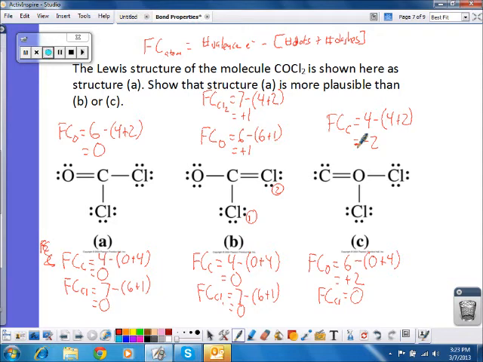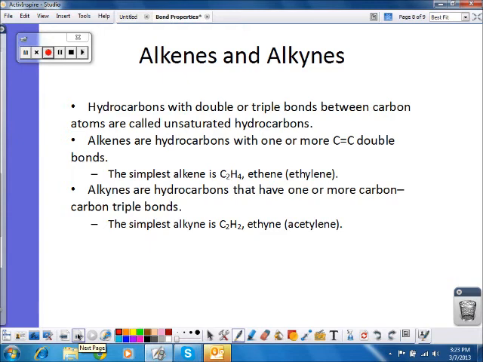Now, the last thing I want to talk about briefly is organic compounds, because organic compounds have lots of multiple bonds. Okay. So let's look at some of these things. We have things called alkenes and things called alkynes. Alkenes, the E-N-E ending means there's at least one double bond in that structure. Alkynes, Y-N-E, means there's at least one triple bond in the structure.